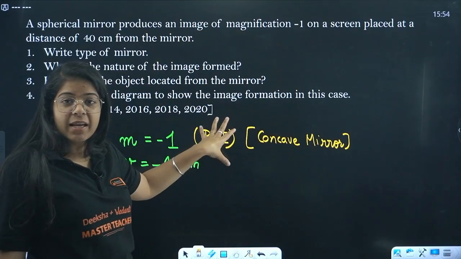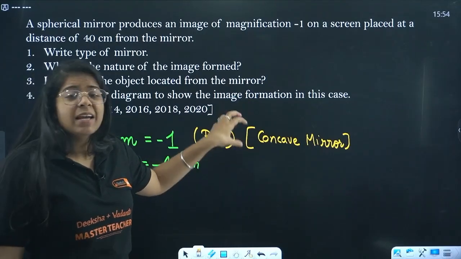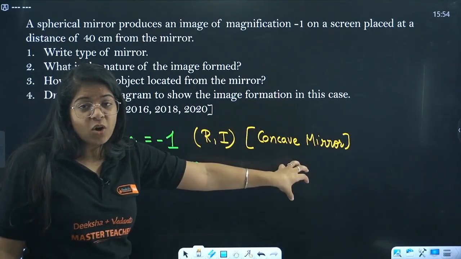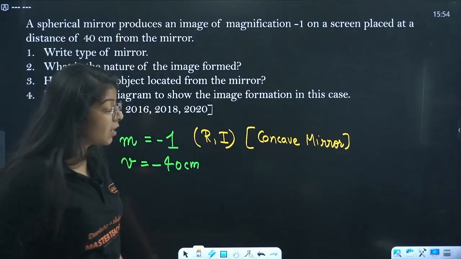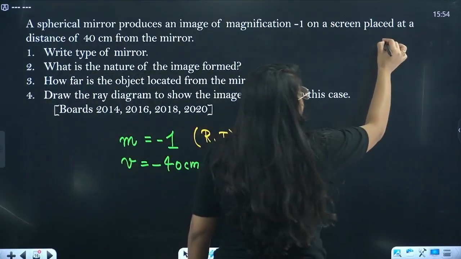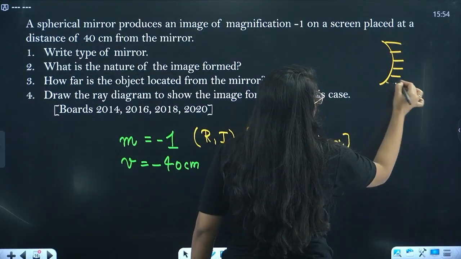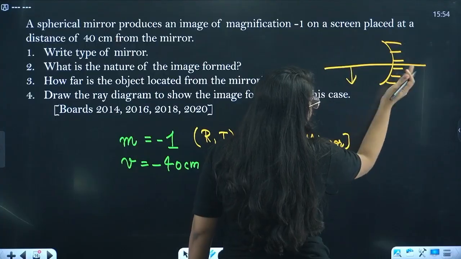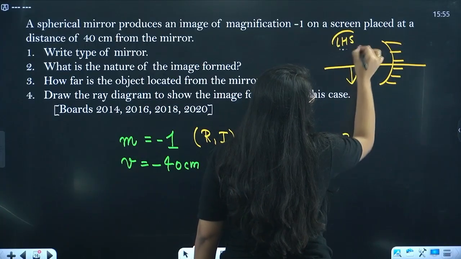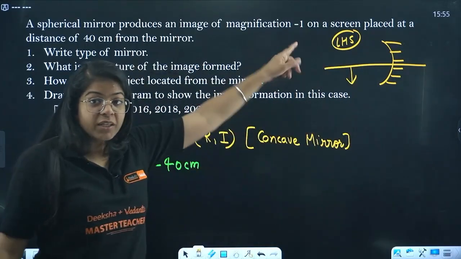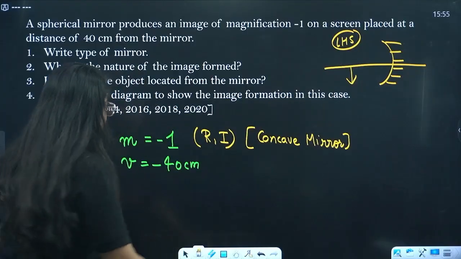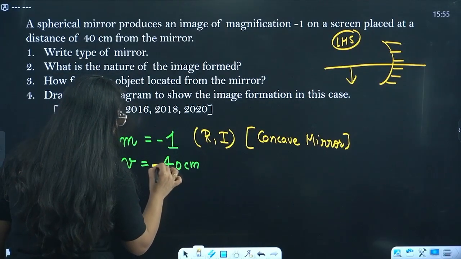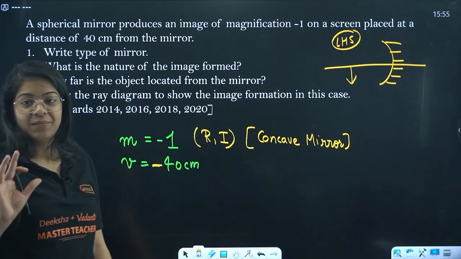We know that it is a real and inverted image, and this is your concave mirror, right? On the left hand side the image is being formed, which is real and inverted, so the sign is negative. So your V has a negative sign. That is the reason. Understood?